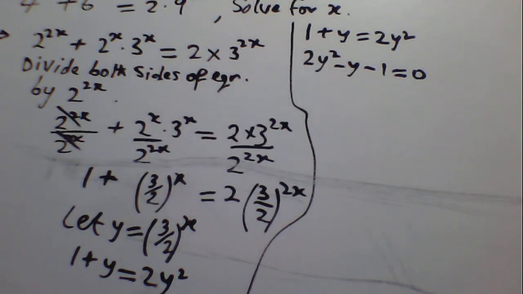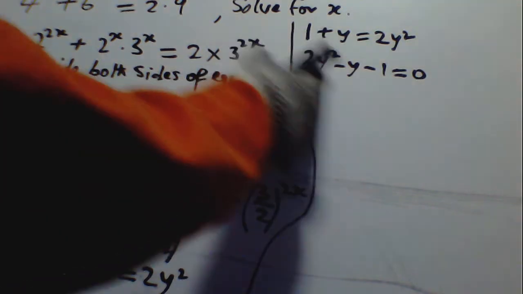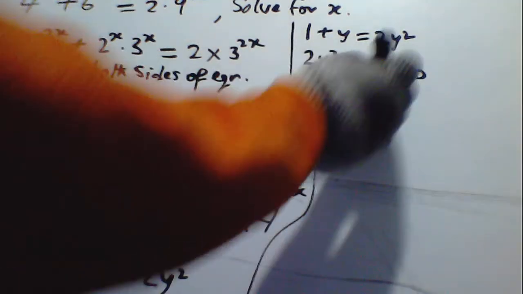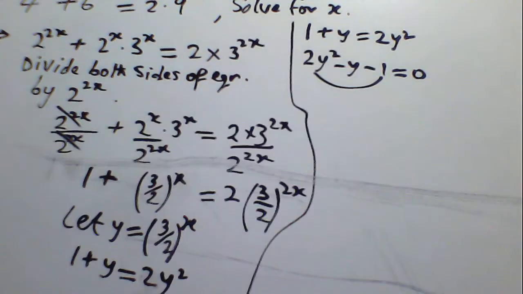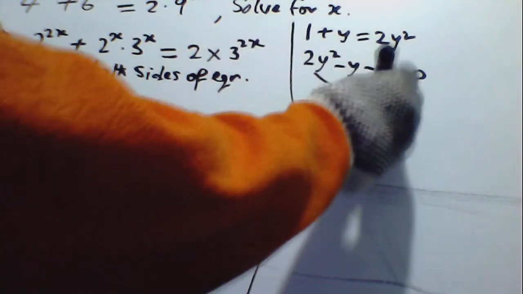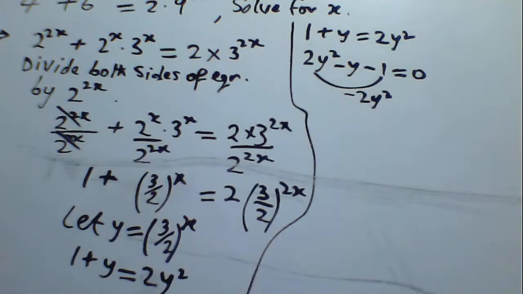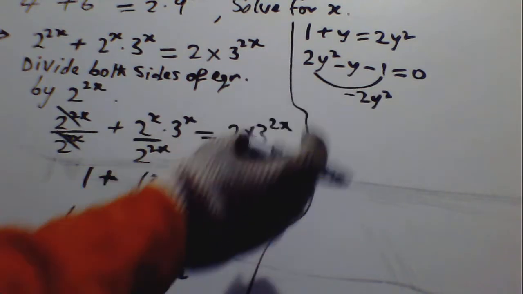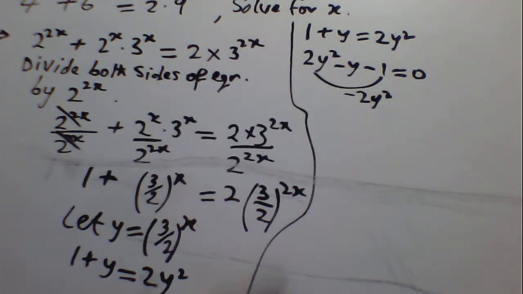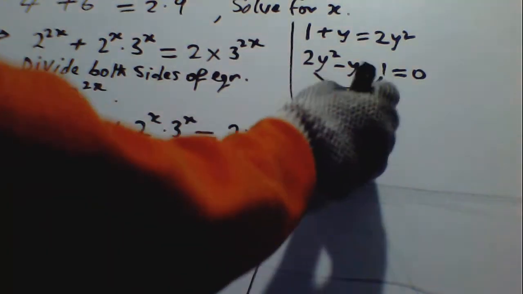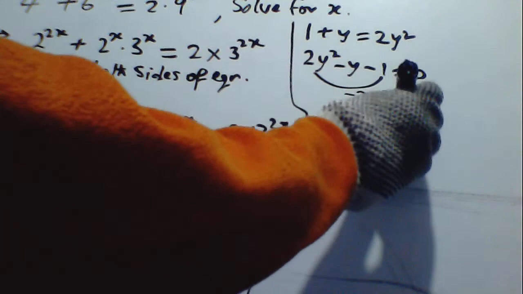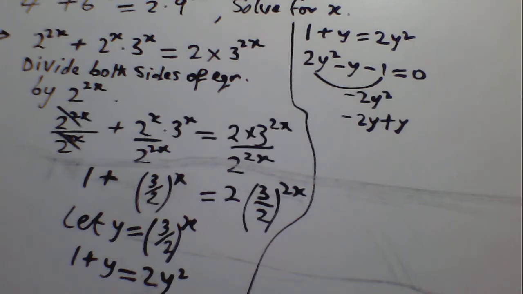We can factorize this quadratic. So factorizing it, you multiply 2y squared by minus 1, you have minus 2y squared. Find two terms such that if you add them together, you have minus y, and if you multiply them, you have minus 2y squared. So the two terms are minus 2y and plus y. I hope you are following. You have done factorization, you know how to do it, or follow us in the next lesson.